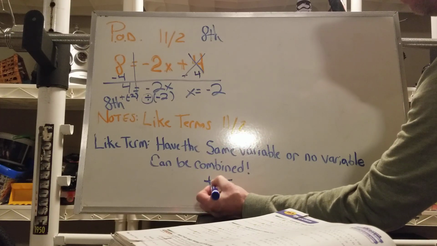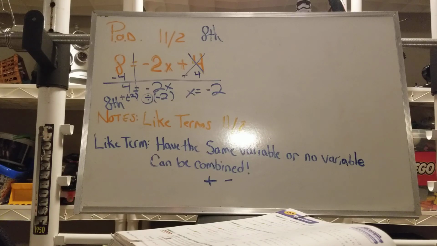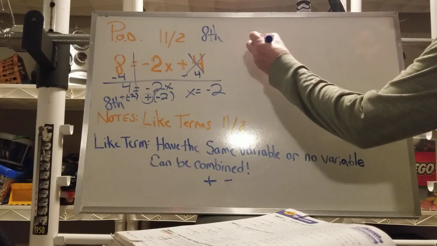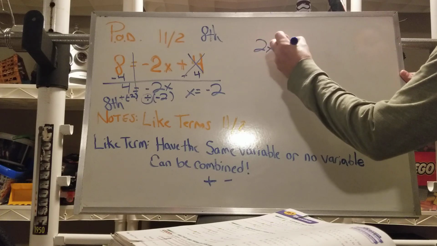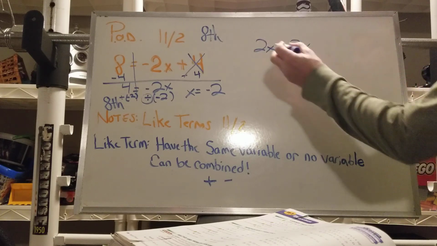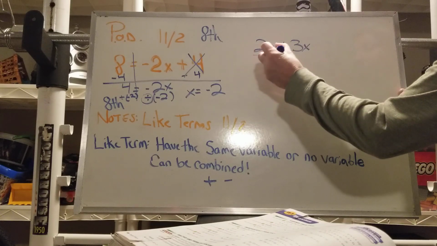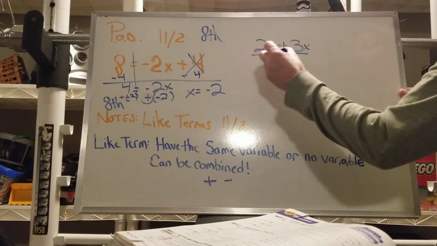Okay? All right, so I'm hoping we can see all this. Let me take a look. Yeah, I think we're good. Okay. All right. So I'm giving you some examples of some like terms. So 2x plus 3x. Those are like terms because they have the same variable. I can combine both of them. I'm going to underline them and make them 5x.